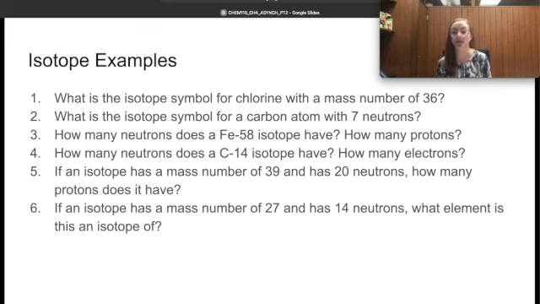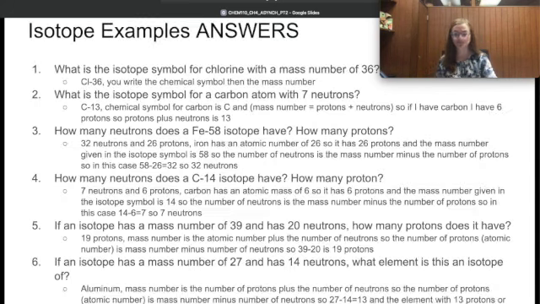Remember, mass number is given as 58. If the mass number is 58 and I know I have 26 protons, mass number is number of protons plus number of neutrons. So if I take mass number minus the number of protons, I can get the number of neutrons. If my mass number is 58 and I take out my 26 protons, that must mean I have 32 neutrons. So Fe-58 has 32 neutrons and 26 protons.